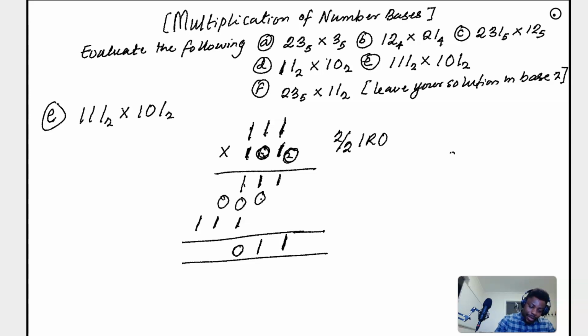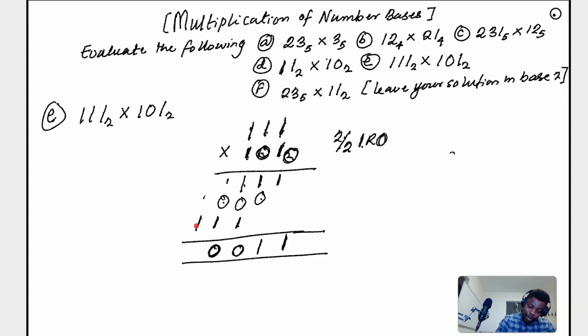So you write the remainder and you carry 1 to the next position, 1 here. So 1 plus 0, 1 plus 1, 2. 2 is equal to the base, so you divide. 2 divided by 2, 1 remainder 0. You write the remainder and you carry 1 here.